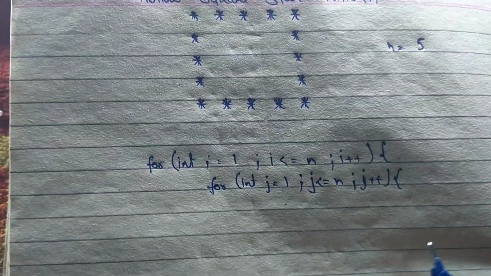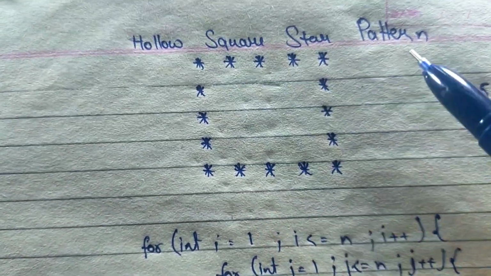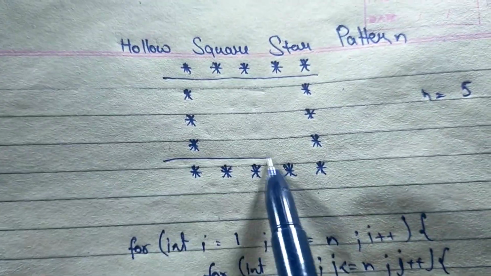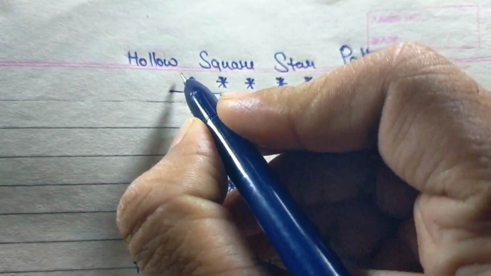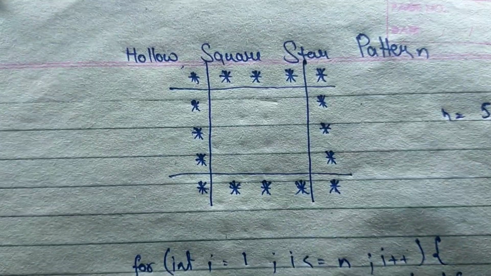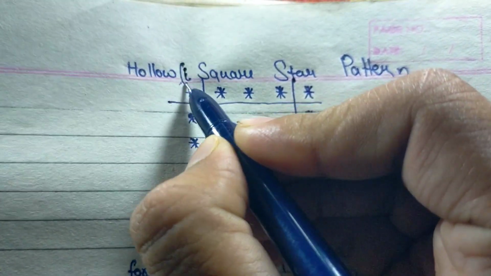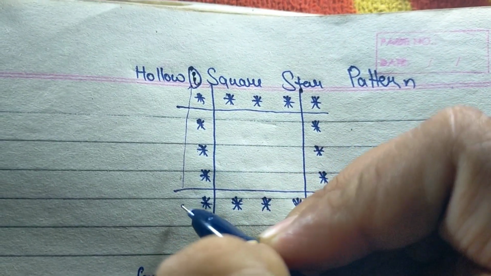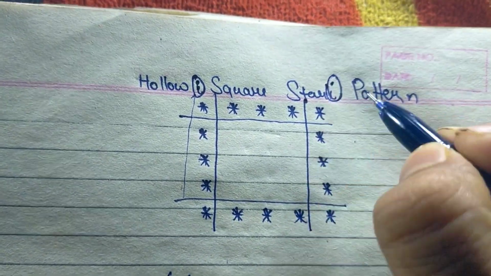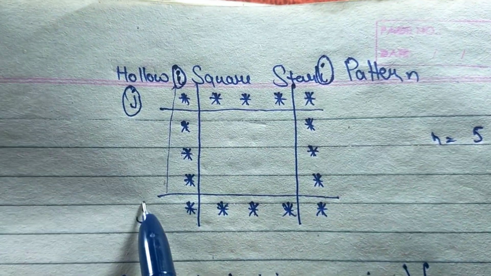So now, first of all, observe this pattern. Here I am making this box. There are 4 columns. This is i, and this is also i. This is j, and this is also j.